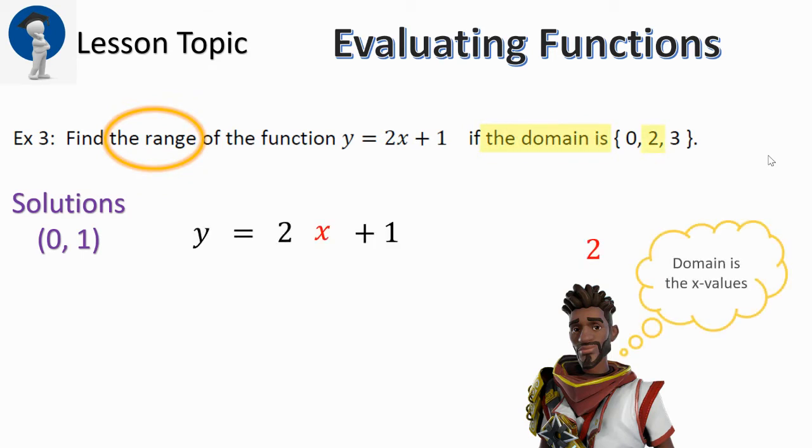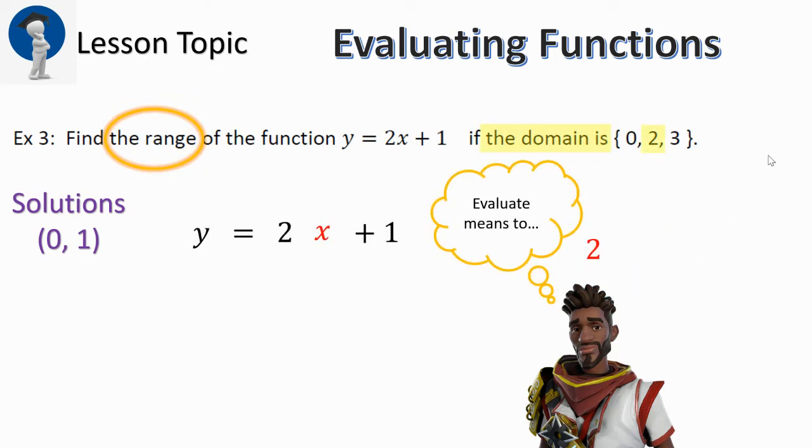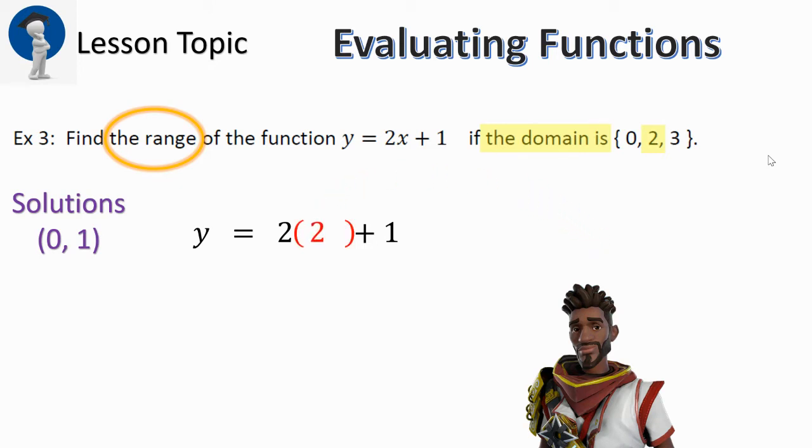We're going to do 2. So instead of x, I'm going to put 2 in its place. 2 times 2 is 4. 4 plus 1 is 5. So that point is going to be the point (2, 5).